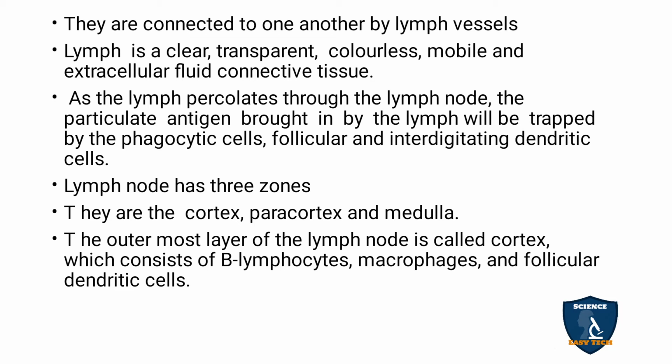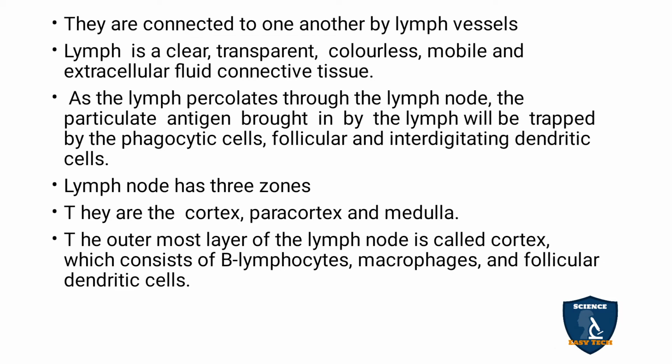As the lymph circulates through the lymph nodes, the particular antigen brought in by the lymph will be trapped by the phagocytic cells, follicular and interdigitating dendritic cells. So, when the fluid is passing through the lymph nodes, it traps the antigen. The antigen is trapped by the phagocytic cells, which will eat the cells, and there are some follicular cells also and interdigitating dendritic cells also. So, they are acting as an immune system here. They trap the antigen.